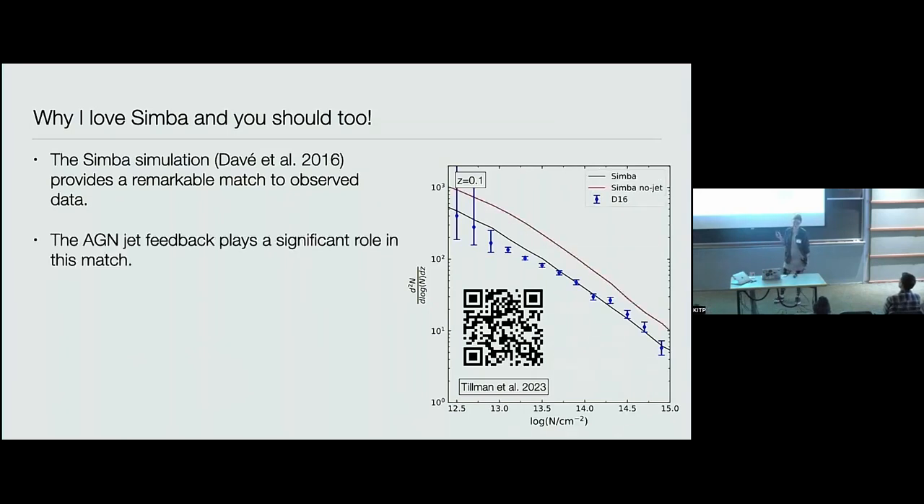So the AGN jet feedback plays a particularly significant role in this match. This was discovered by previous studies on other Lyman alpha statistics already. We just happen to look at the column density distribution function. So if you remove the jet feedback, you get this red line here, and you can see how different that is.